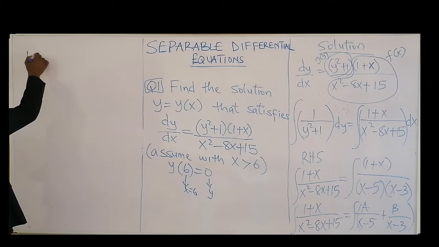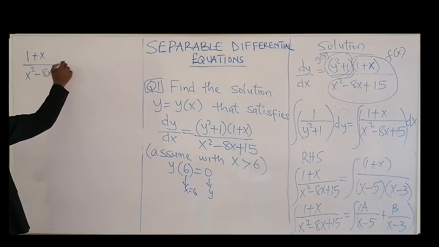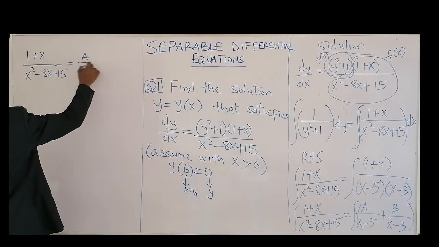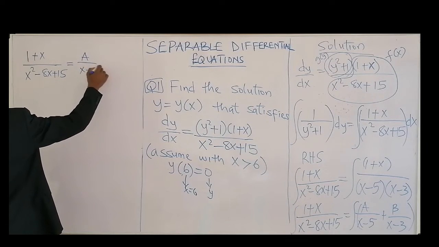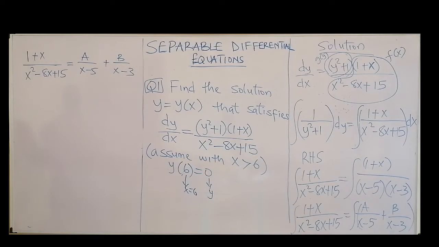Take the fraction out: (1 plus x) all over x squared minus 8x plus 15. If you take the fraction out, we've already established that we have A over (x minus 5) plus B over (x minus 3). Okay? Remove the integration for now. Let's solve it. Once we get A and B, then we can replace the integration. So this is what we have.